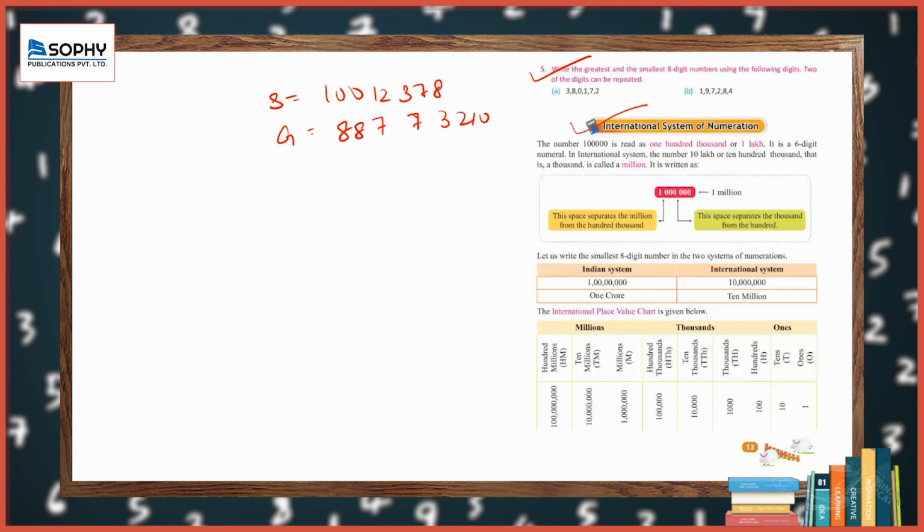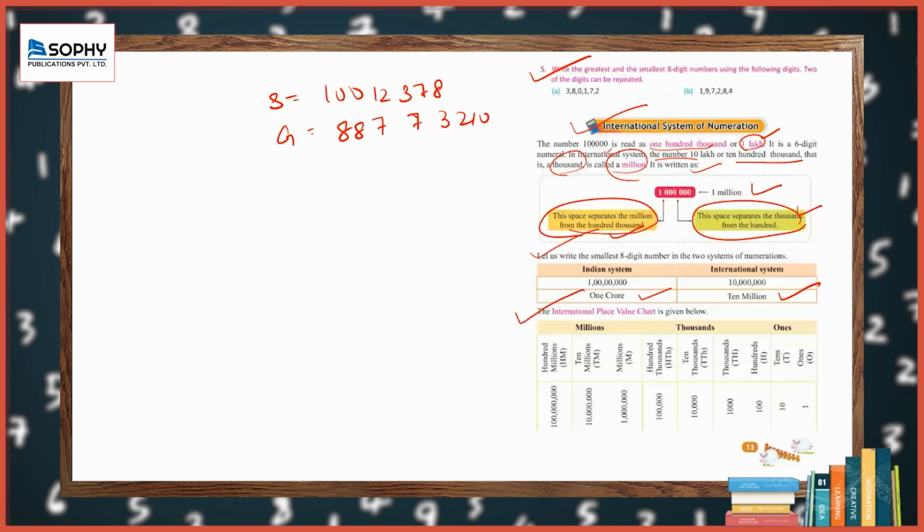Now let's look at the international system of numeration, students. The number can be read as 100,000 or 1 lakh. Now, it is a 6-digit numeral. In the international system, the number 10 lakh, or 1,000,000, is a thousand thousands, is called a million, and it is written as 1 million. This space separates the million from the 100,000 and this space separates the thousand from the hundreds. Now, let us write the smallest 8-digit number in two systems of numeration. It can be written as 1 crore or 10 million.